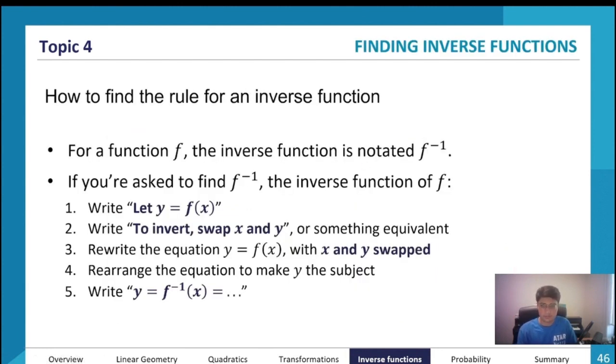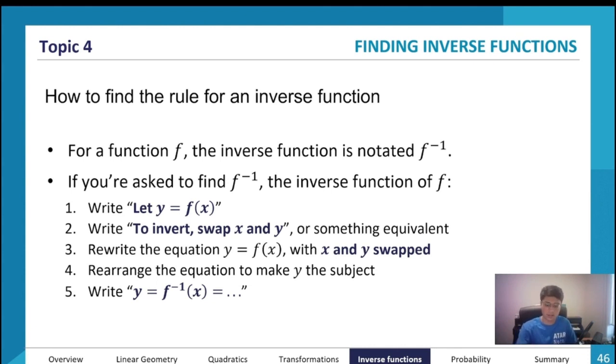Okay, so to find an inverse function, this is the series of steps that you want to follow, and make sure that you follow these almost verbatim. So always write let y equals f(x) for your first step. Write 'to invert, swap x and y' as your second step. You always want to follow these steps verbatim, because VCE is very strict about making sure that you show your working in this series of steps. The second thing you want to do is, before you do any of this, make sure that the function you're dealing with is one-to-one. Because if it's not, then you're going to run into issues.